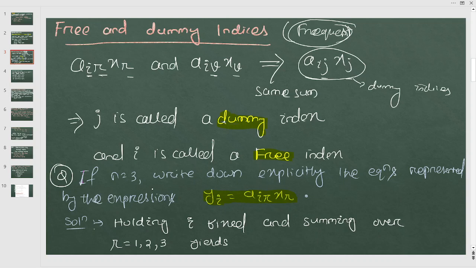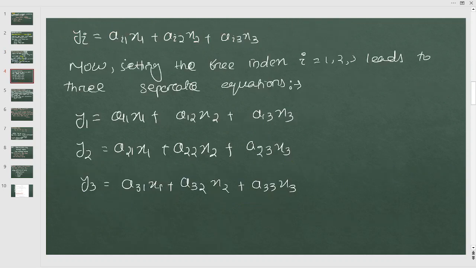Okay, you have to write the expression explicitly. Mark one thing: r is your repeated index, or you can say dummy index. If I keep i constant and sum over the repeated index, I can write it like this. In the next slide I have written yi as ai1 x1, ai2 x2, ai3 x3.